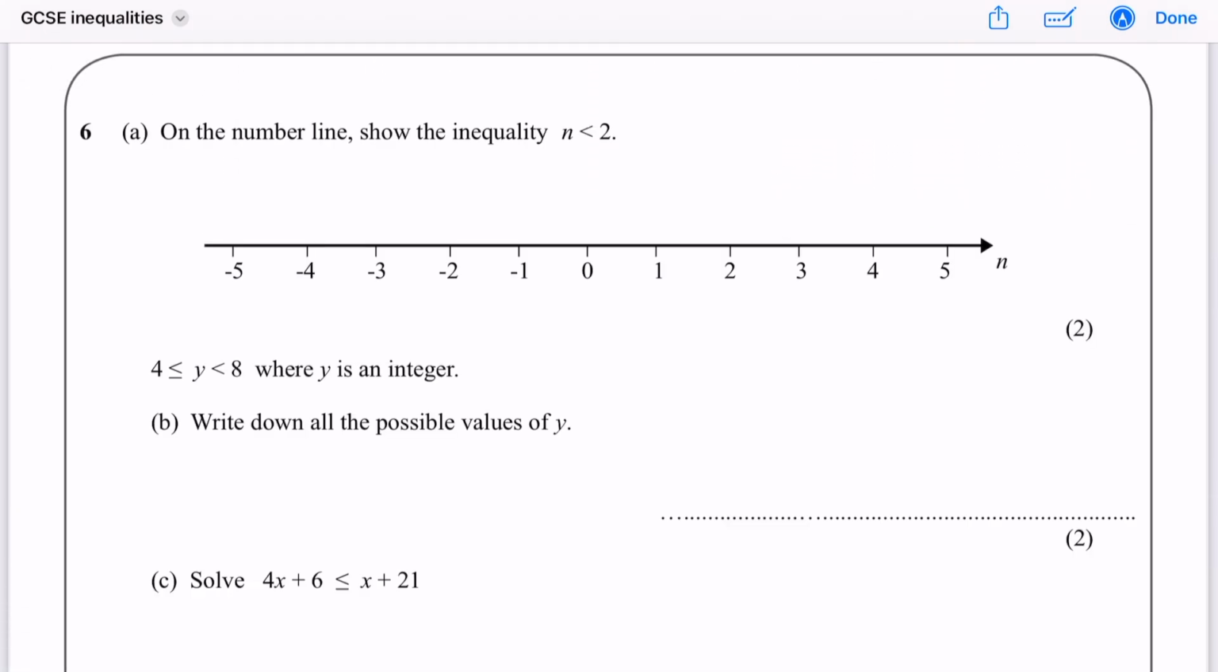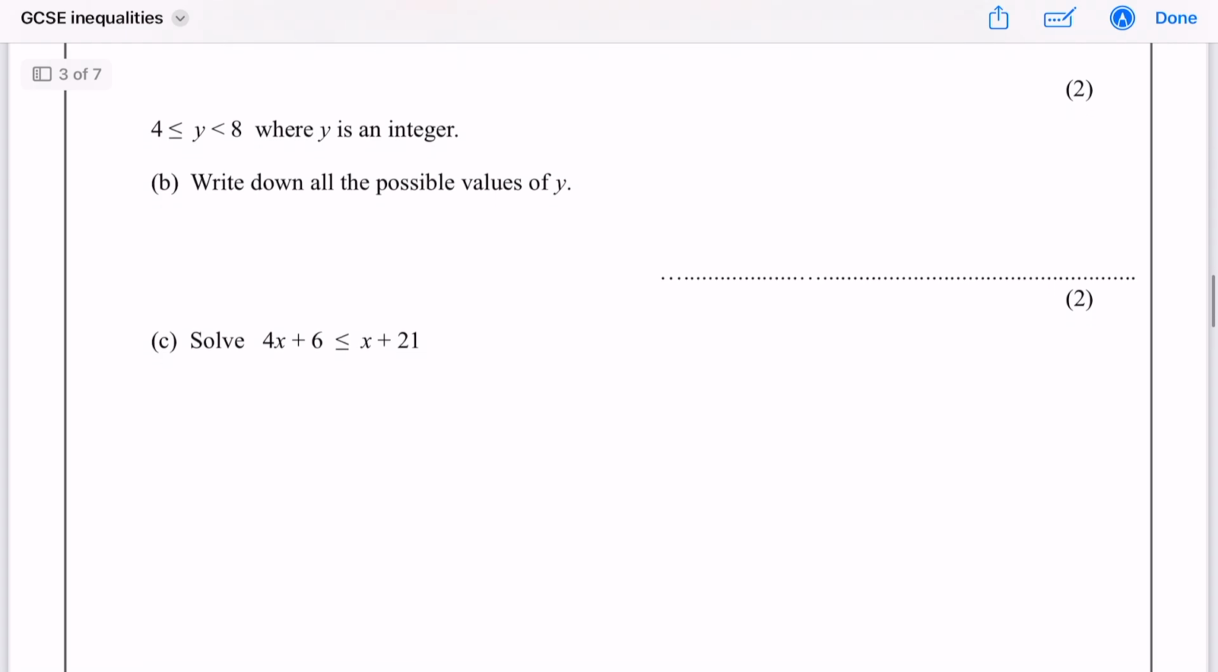For question 6, here it says, on the number line, show the inequality n is less than 2. Here is 2, hollow circle, because there's no equal sign, less than 2, which is why it's supposed to be pointing in this way. Okay, and for part B of the question, it says, y is greater than or equal to 4, y is less than 8, find the possible values for y. Well, in this case, y can equal 4, 5, 6, 7, and then that's that.